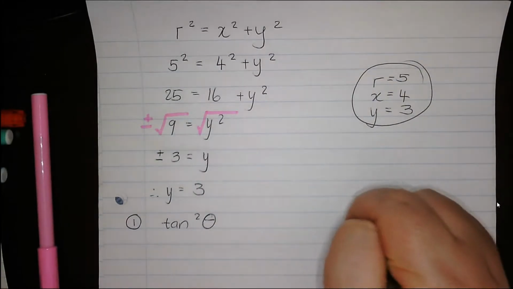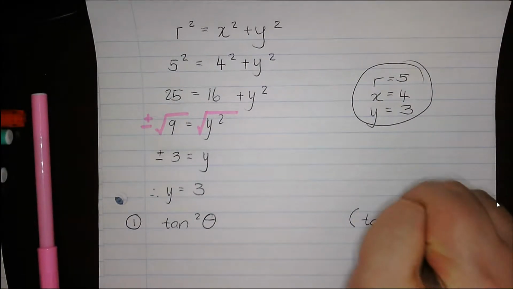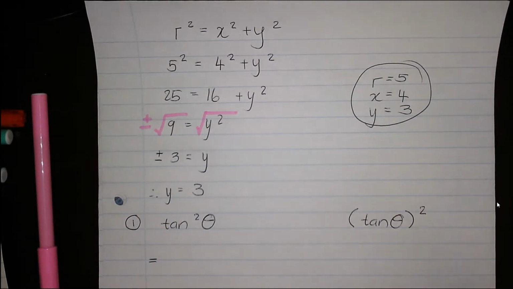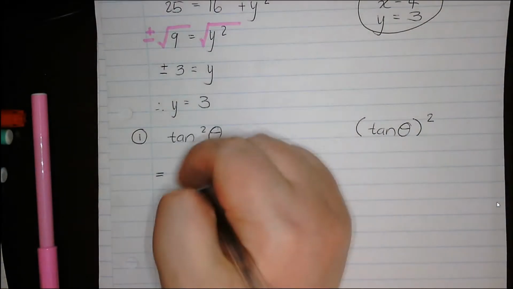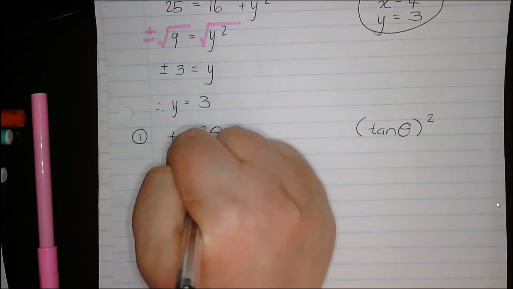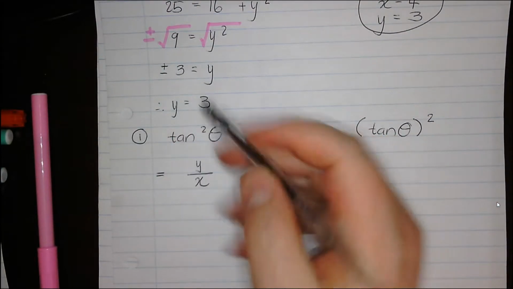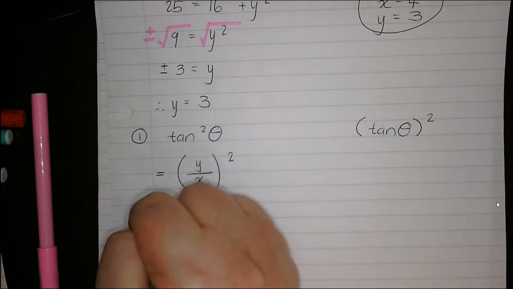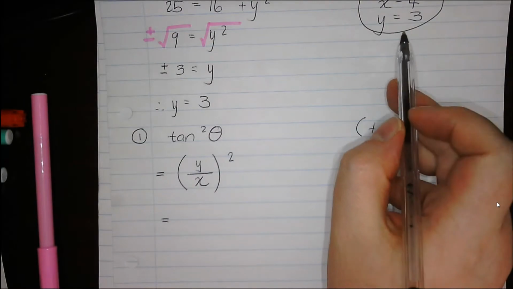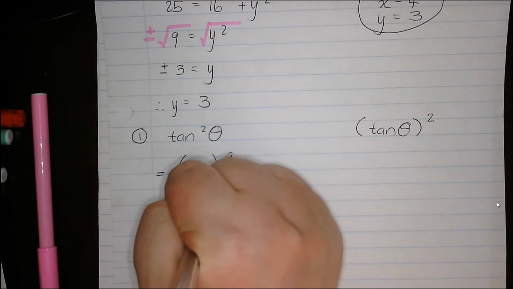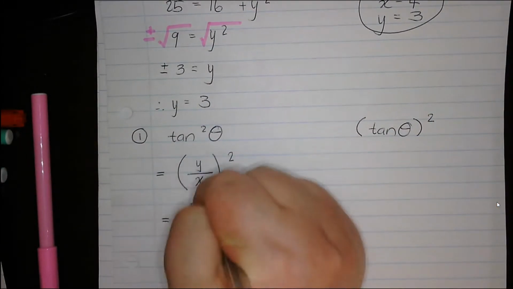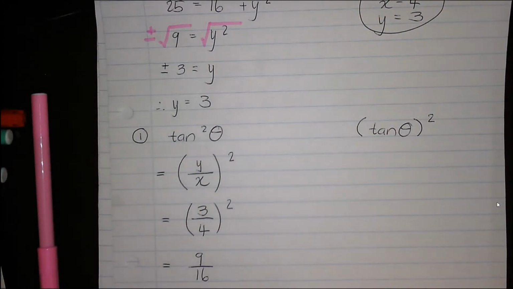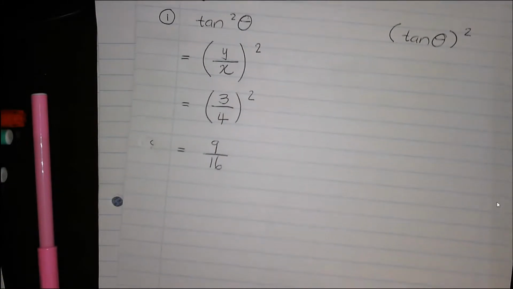Right, now we all know that this is tan of theta squared. Shade your rear, cos x rays tan your exterior. Now this is tan, so I'm going to square it to get tan squared. We said that y is equal to 3 and x is equal to 4, so this is 3 over 4 squared, and that gives me 9 over 16. That's my final answer for question 1.